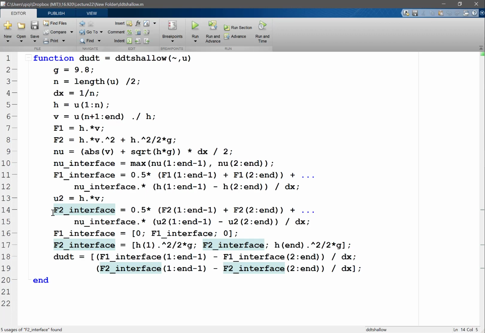Yeah, the second flux is the average of the fluxes times the same new interface times the difference in the U2s, which is h times v, which is the solution, which is the conserved variables. And here I'm just setting the boundary fluxes to 0 at both ends, and the boundary flux to h squared over 2 times g on both ends.